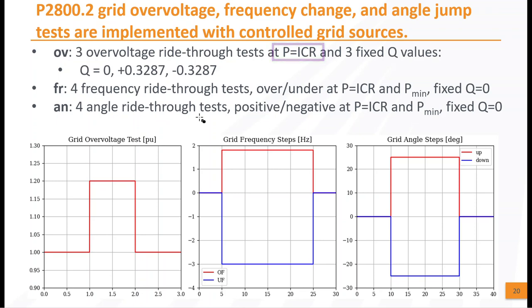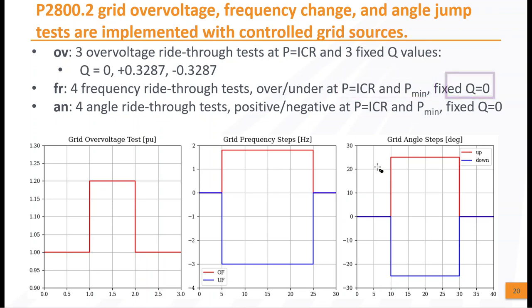The next set of 4 tests that we do are the frequency ride-through tests, and we have a couple of values to test that. We stabilize at 60 Hertz for the first 5 seconds, and then for the next 20 seconds, we're either going to add 1.8 Hertz to the source frequency, or we're going to decrease it by 3 Hertz, drop to 57. The IBR should ride through either one of those. We're doing power at ICR and Pmin, and in both of those, we're doing fixed Q equals 0, so unity power factor for the frequency ride-through test.